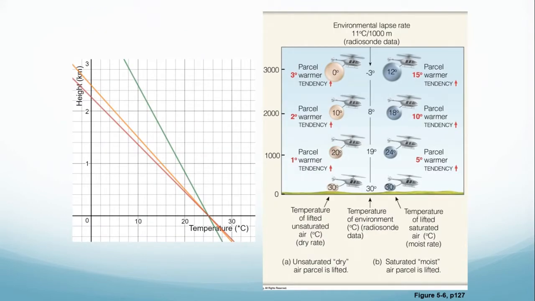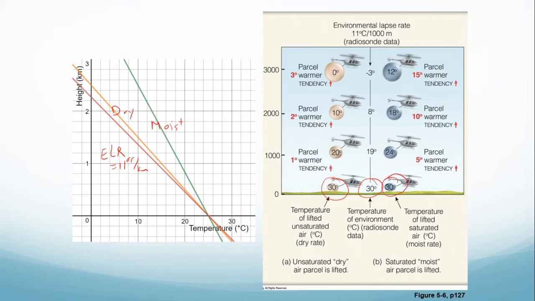So same situation. You start off, the environment is 30 degrees at the surface, but now let's cool at a rate of 11 degrees Celsius per kilometer. So you see that in the graph on the left here. That's the red line. And again, remember, the green line is your moist adiabatic lapse rate, and the orange line is your dry. So you have your environment, which drops at 11 degrees Celsius per kilometer, meaning the temperature drops from 30 to 19 to 8 to -3. Well, if you're dry, then the temperature drops from 30 down to 20, 10, 0. And so up here at 3 kilometers, your dry air is actually going to be warmer than the environment.